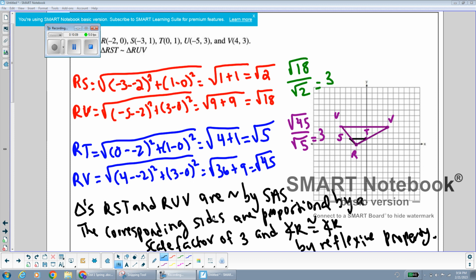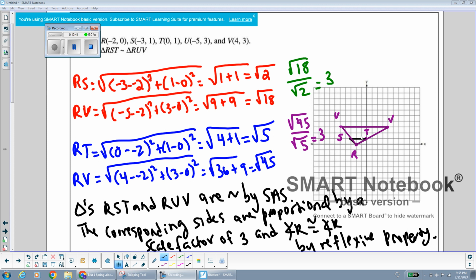on the Regents exam. Another way that people were completing this question is some people were saying that ST and UV were parallel, so that made corresponding angles congruent, so the triangles were similar by AA. That's fine. You just actually need to show that these lines are parallel. You can't just say they look parallel or they're straight lines. We show that lines are parallel with slope formula. So you can use slope formula to show the lines are parallel, that they have the same slope.